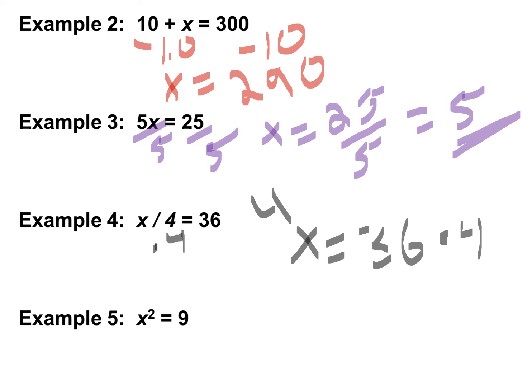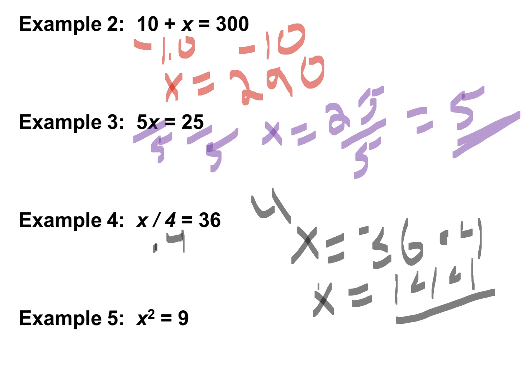Okay, so what is 36 times 4? Should have done this ahead of time, but I didn't. It's 144. So then x equals 144. Basically we're saying, if x equals 144, we divide that by 4, it's going to be equal to 36. Okay. So this last one, I'm going to pause the video. I hope you do as well, and figure out what x is there.